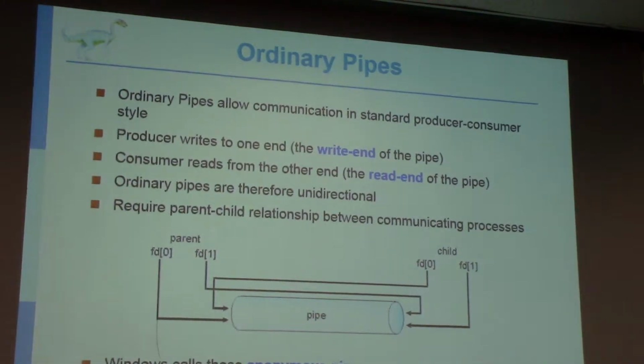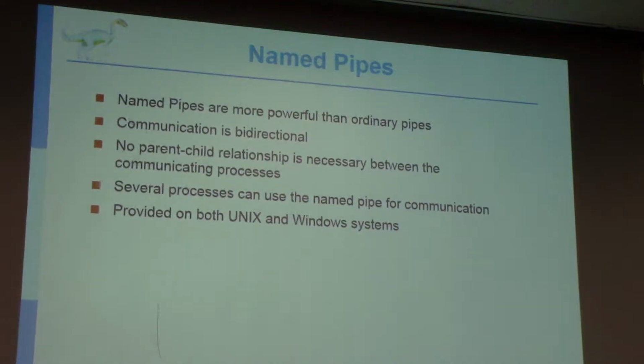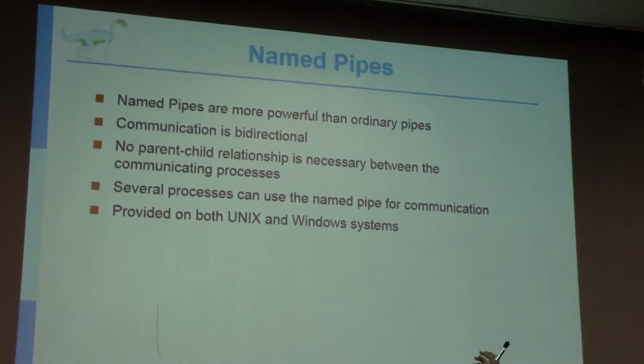But a named pipe is bidirectional. You can specify the pipe for the communication, and there are two processes that can communicate with each other. At that time, there is no parent and child relationship. It's used a lot. Also, not just two processes, you can use several processes for communication in this pipe. So it's kind of a medium for communication.